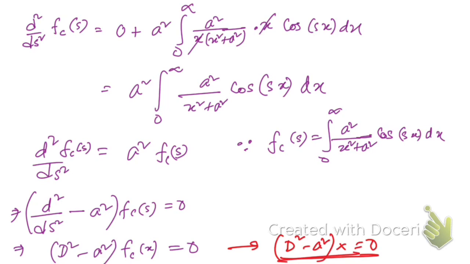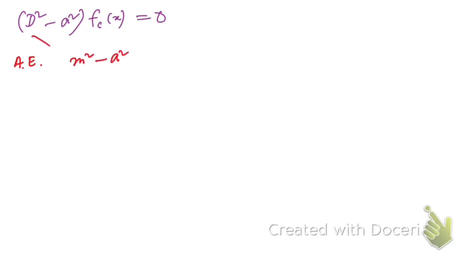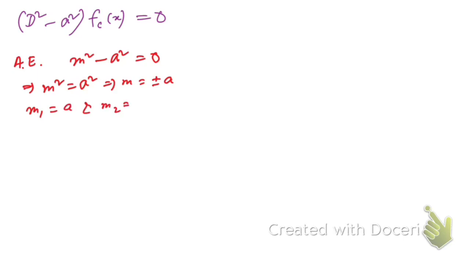Let me copy this one and go to a new slide. So here you see, this is what we have got. What is going to be the auxiliary equation of this differential equation? That is m square minus a square, just D is replaced by m, and that's going to be equal to 0. From here, m square is equal to a square, which implies m is equal to plus minus a. So here we can say m1 is equal to plus a and m2 is equal to minus a.